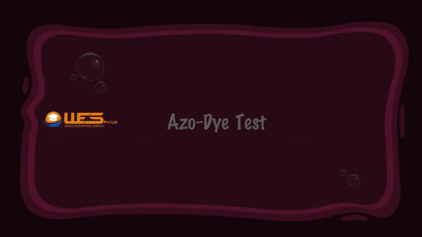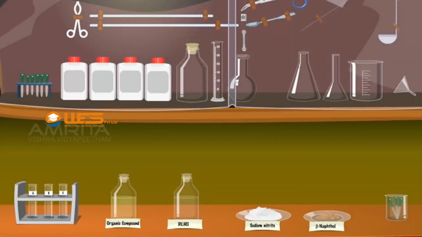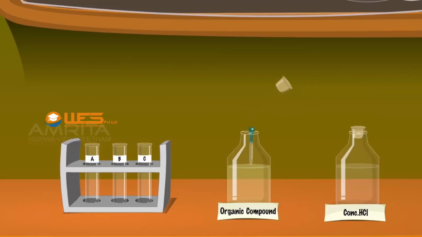Azo dye test. Procedure. We require organic compound, dilute HCl, sodium nitrite, distilled water, beta naphthol, dilute NaOH, spatula, droppers, test tubes, etc. Take a small quantity of organic compound using a dropper and transfer it into the test tube A. Using another dropper, take small quantity of dilute HCl. Add it into the test tube A and shake the test tube well to dissolve the compound in HCl.